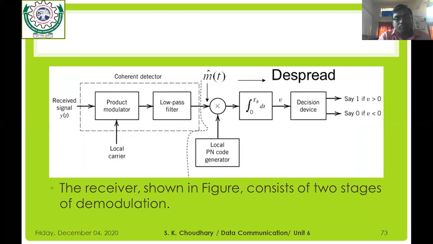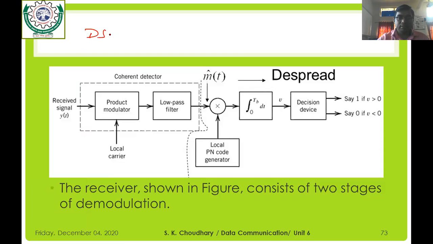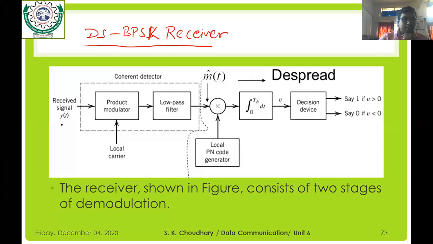Now you can see the receiver structure of this DS-BPSK receiver. So it is a diagram. You can also note down this diagram. This is nothing but your DS-BPSK receiver structure. In this case, the received signal is y(t), because some noise would be added to the transmitted signal.